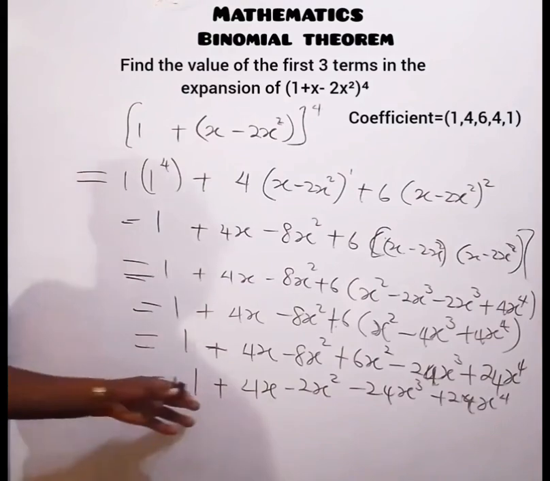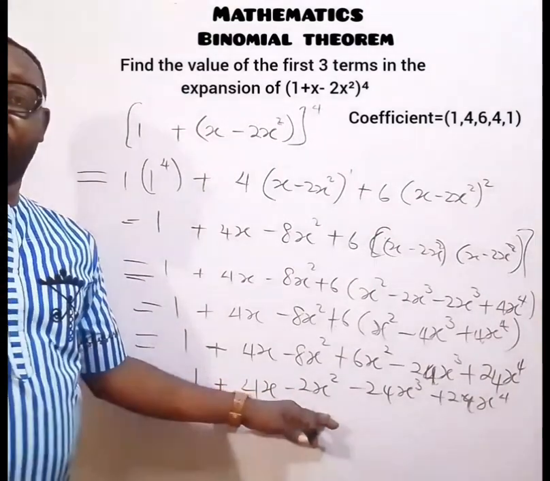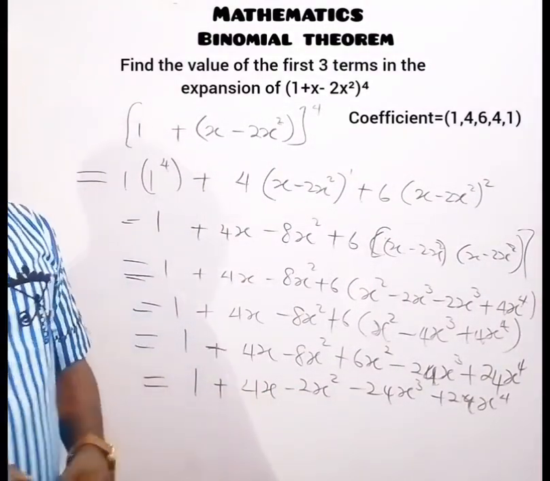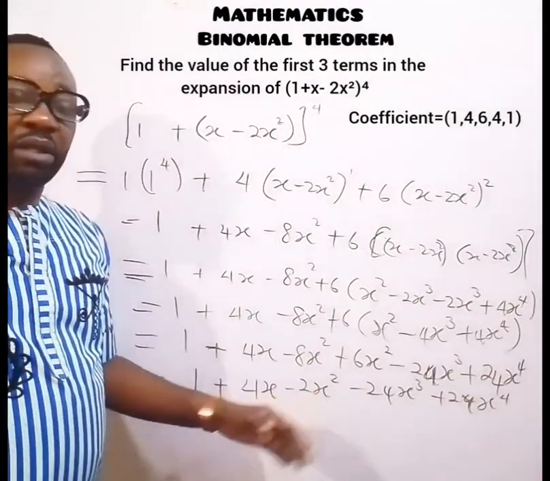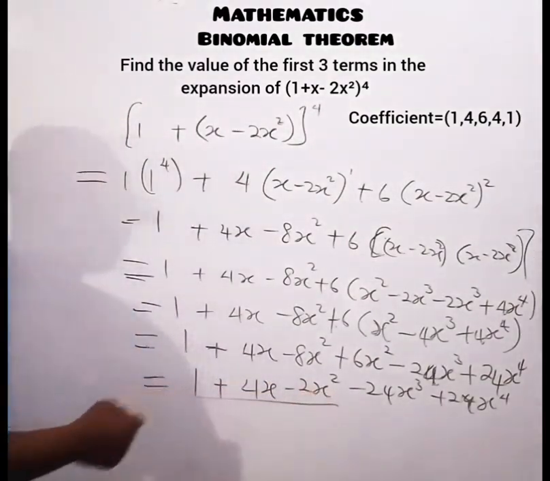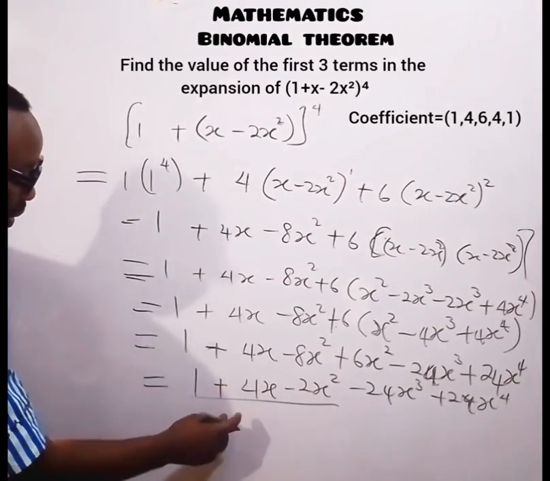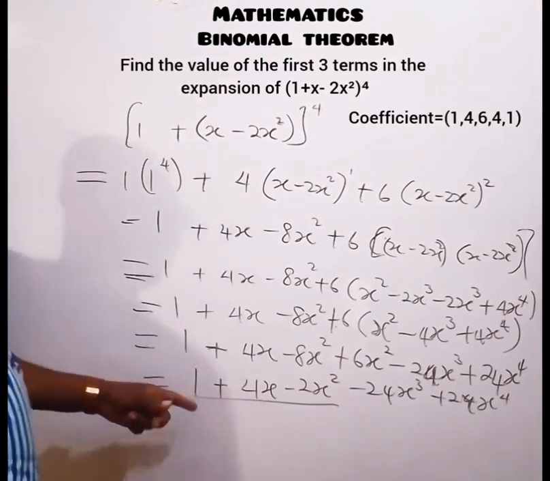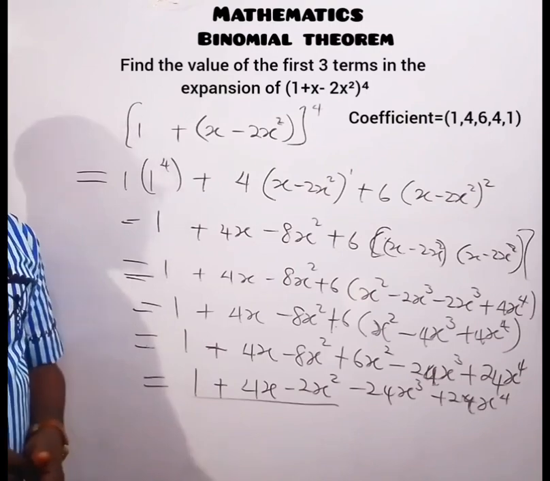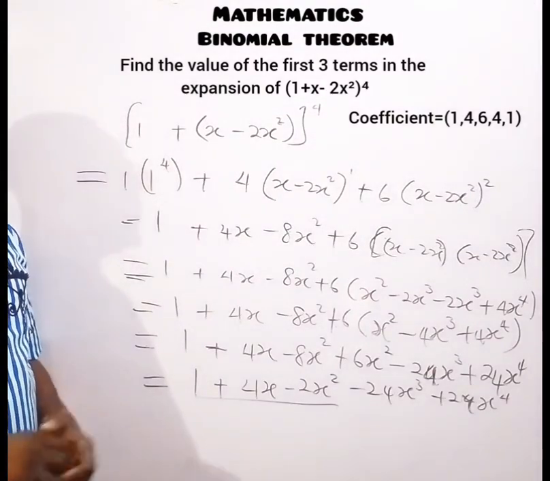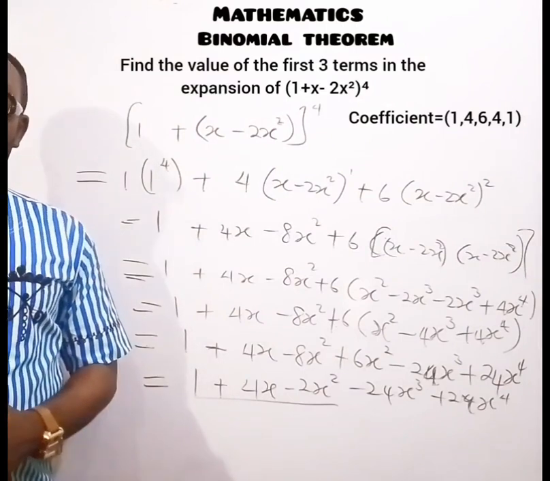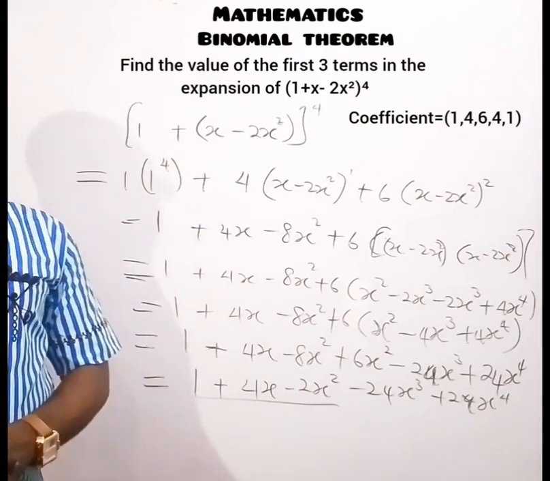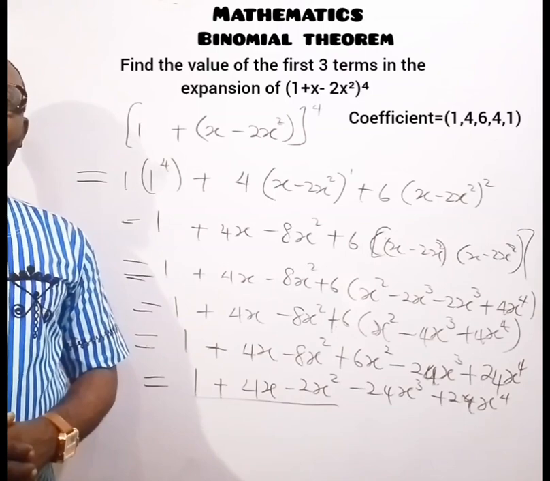Now, if you look at the question given to us, it said that we should find the first 3 terms. This is the first term, this is the second term, this is the third term. So we're interested in the answer to this level. So our answer now is 1 plus 4x minus 2x squared for the question given to us. So that's how you're going to solve a related question of that nature. Stay tuned for the next question.